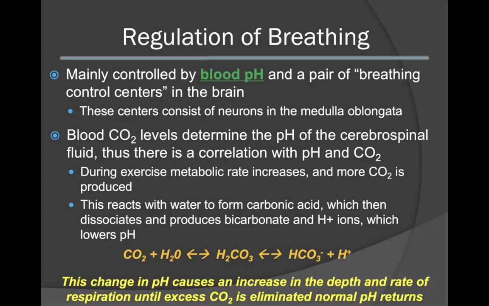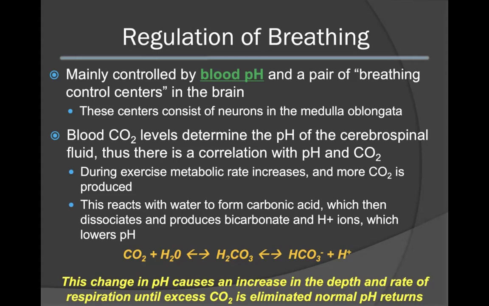As we've seen with other processes in the body, breathing must also be regulated. Breathing is typically controlled by blood pH and also by a pair of breathing control centers that exist in the brain. These consist of specialized neurons within the medulla oblongata. The blood carbon dioxide levels are important in determining the pH of the cerebrospinal fluid. Thus, there is a correlation between pH and carbon dioxide levels.